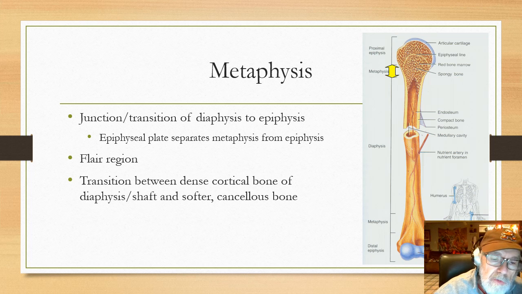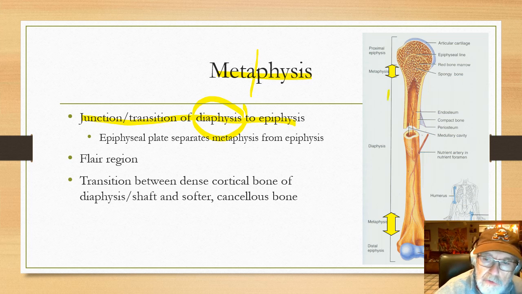I mentioned that we have the metaphysis. Meta means change or after. It's the junction, the transition from the diaphysis, which is here, to the epiphysis, which is here. Again, we talked about how the diaphysis has a lot of dense cortical bone on the outside and a cancellous bone core up the middle in that canal. When we talk about the epiphysis, it's a very thin layer of cortical bone around the outside, and it's mostly cancellous bone that fills.